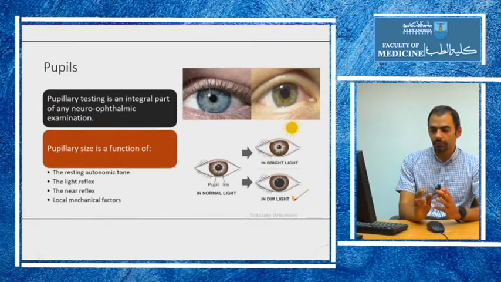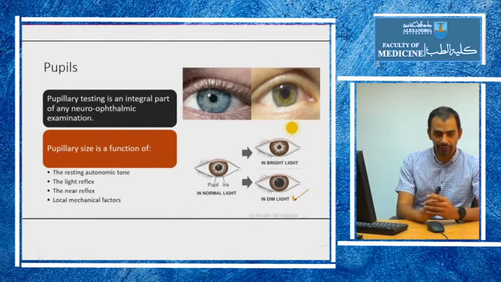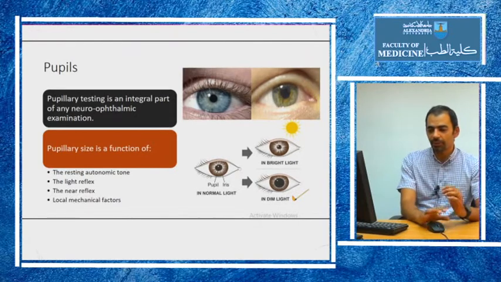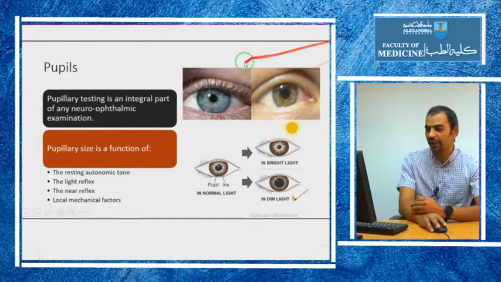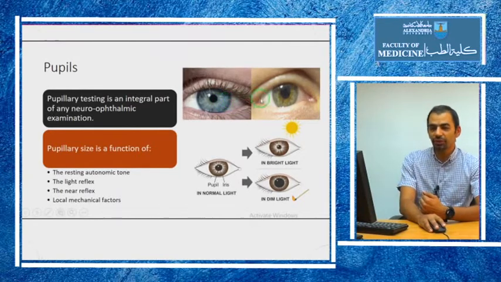Our pupil size differs from one person to another and from one time to another in the same person. This depends on the resting autonomic tone. We know that elderly people tend to have smaller pupils than young people because they have less sympathetic outflow. In addition, we tend to have a larger pupil at the time of fear, for example, because of the higher sympathetic flow. A second determinant is the light.